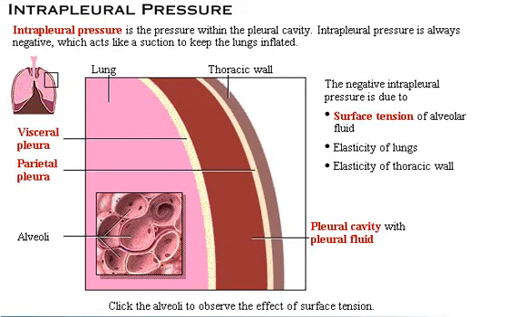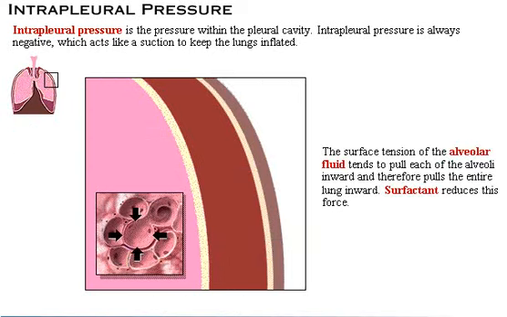Click the alveoli to observe the effect of surface tension. The surface tension of the alveolar fluid tends to pull each of the alveoli inward and therefore pulls the entire lung inward. Surfactant reduces this force. To see the effect of its elastic tissue, click the lung.